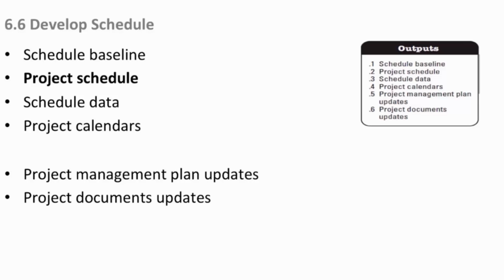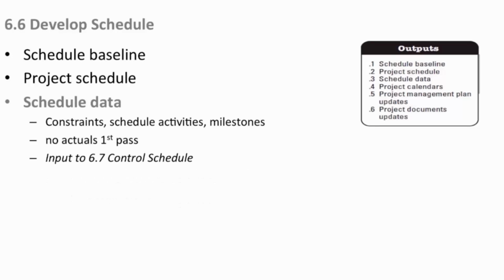So here's your project schedule, which is your living document. At that instant of your baseline, it goes on to be modified with actuals. Schedule data, what is all that stuff? Again, it's all your constraints, your scheduled activities, your milestones, your resources, your durations, your costs. All that stuff is schedule data.